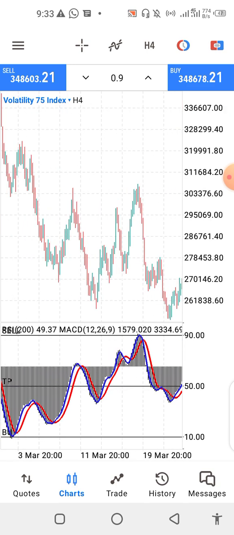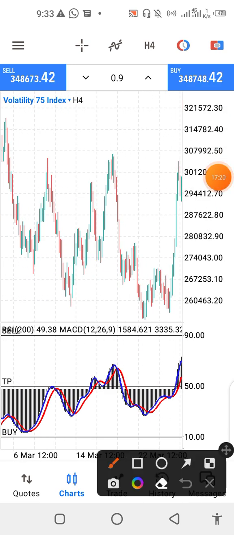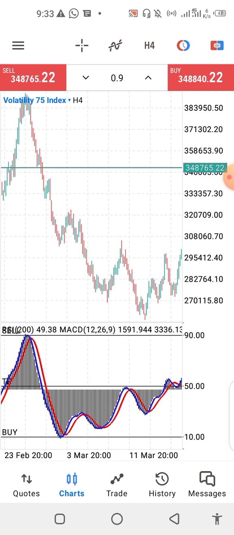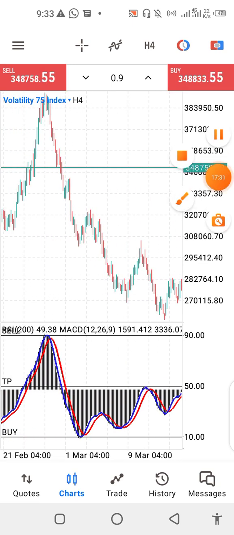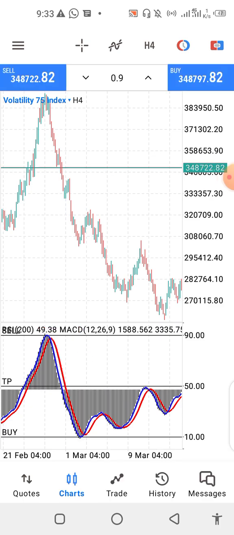Don't ever buy here. Though it will cross, it may be a fakey. It can be a fake something. Wait for it to touch our targeted spots, that's here and there. Once it touches here, you sell. Once it touches at the 10, you buy. I hope I'm making much sense.